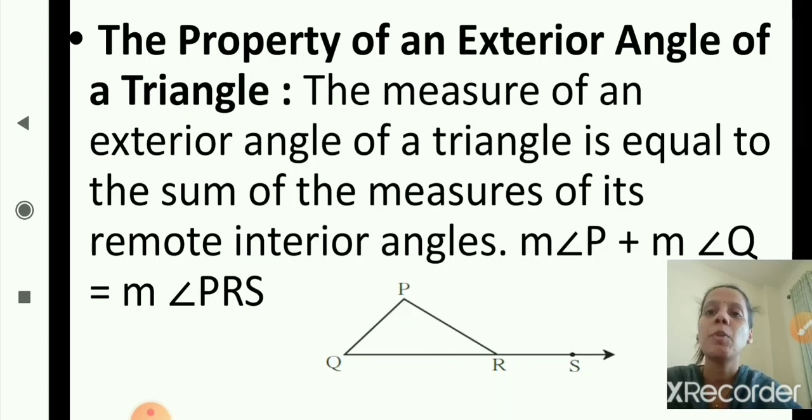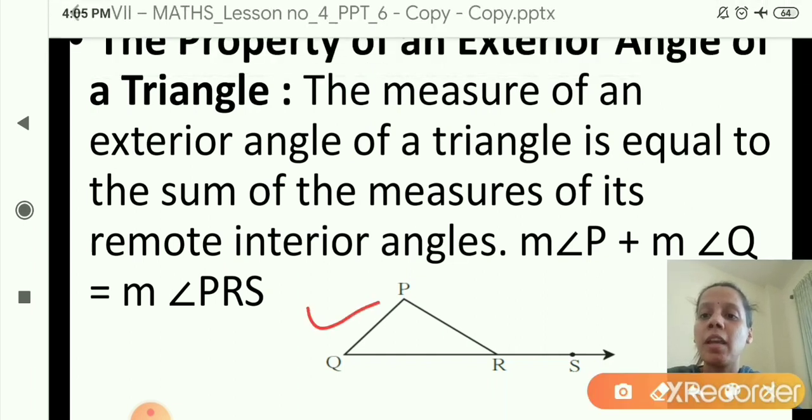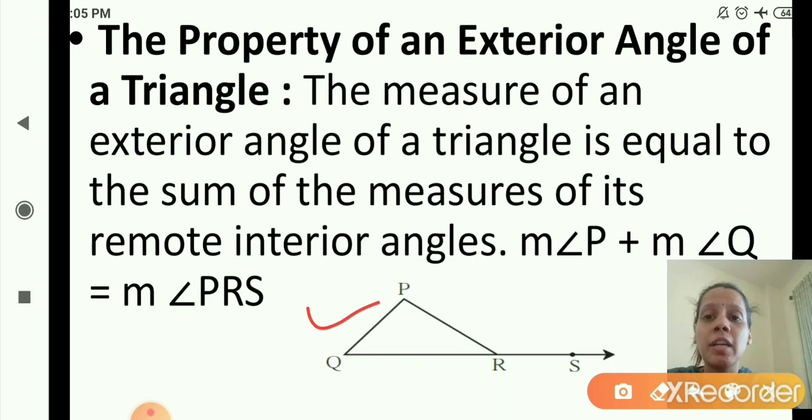The property of an exterior angle of a triangle. What is the property of an exterior angle of a triangle? As you can see here in this figure, first let me know, this is triangle PQR. Which is the exterior angle here? This is triangle PQR. On extending the side QR, the angle which is formed, this angle is called an exterior angle of a triangle PQR.